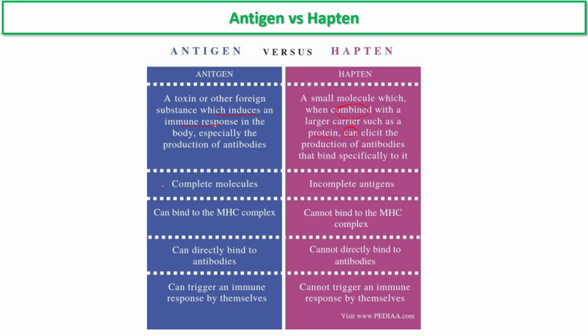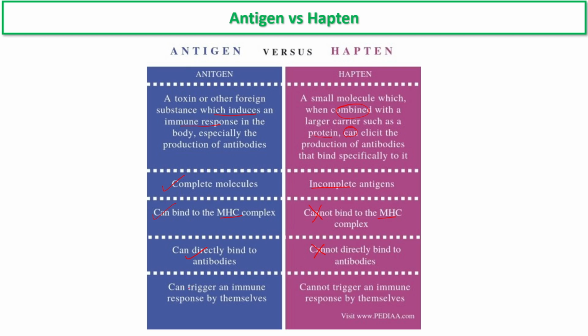Antigens are complete molecules, but haptens are incomplete antigens. They will always require a carrier molecule to become an antigen or to generate an immune response. Antigens can bind to the MHC complex, but haptens cannot. For MHC, we will see the details in upcoming slides. Antigens can directly bind to antibodies, but haptens cannot bind to antibodies directly by themselves.